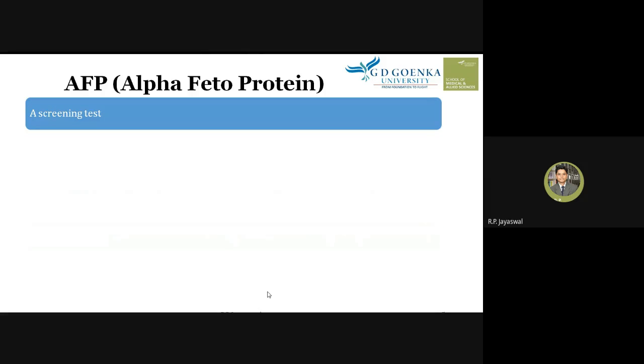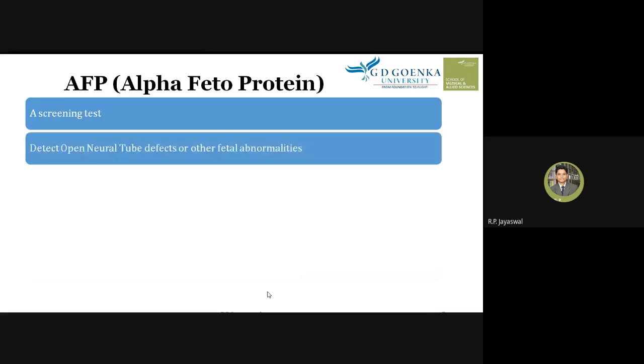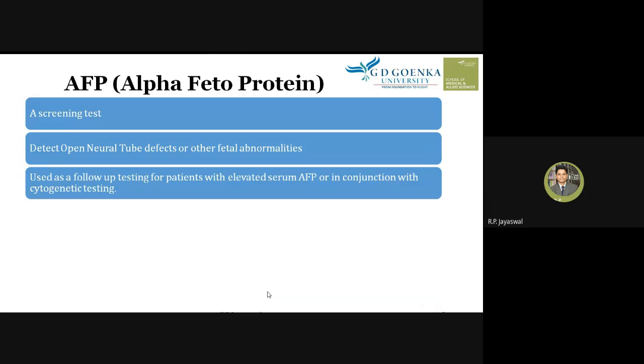So what we have understood is that AFP, alpha fetoprotein, is a screening test or qualitative test which detects open neural tube defects or other fetal abnormalities. This alpha fetoprotein is used as follow-up testing for patients with elevated serum AFP or in conjunction with cytogenetic testing.